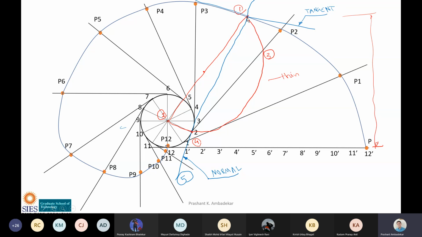1 is the point. First I have identified the point where I have to draw the tangent and normal. Then I will join that point to the center of the circle. Then I will draw a semicircle with this 1, 2 as the diameter.